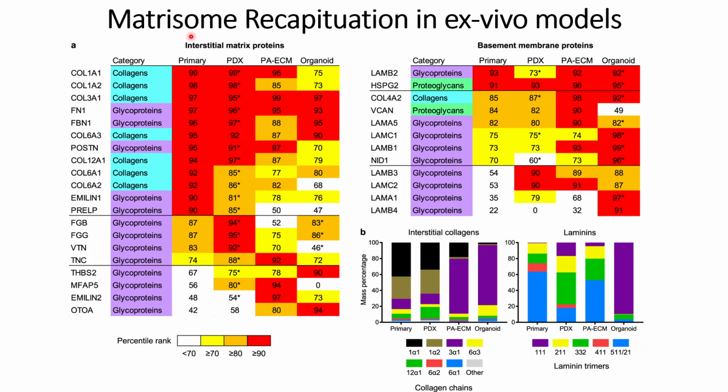In this video, we will discuss this matrisome recapitulation in ex vivo models. So far, we have discussed that these PA-ECM ex vivo models provide a characterization of the pancreatic cancer cells that is similar to the pancreatic cancer cells observed in patients affected with the disease. Or we can say that the characterization of these ex vivo models by the PA-ECM is more close to the in vivo characterizations observed compared to the other ex vivo models.